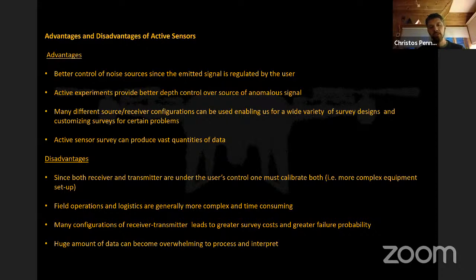Field operations and logistics are generally more complex and time consuming for many reasons. One is the above. Another disadvantage is that many configurations of receiver-transmitter lead to greater survey cost and greater failure probability. So this is also a problem. They are not easy, and one has to calibrate and take all these parameters into account in order to be sure that he will collect the data that he wants.